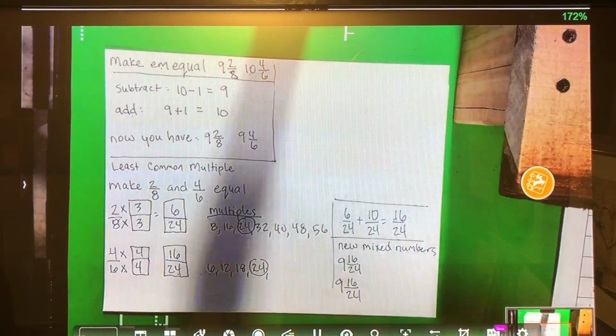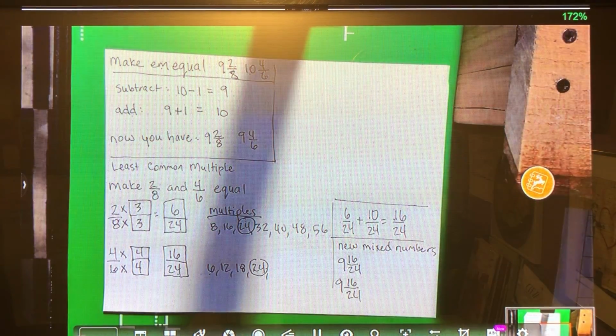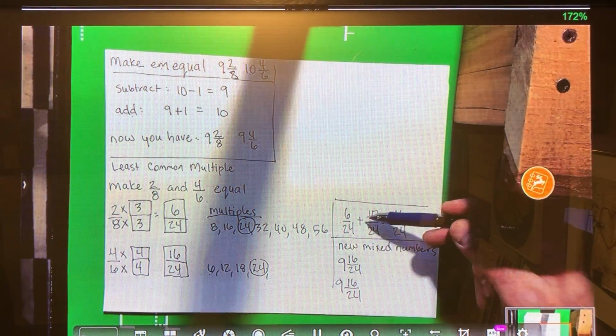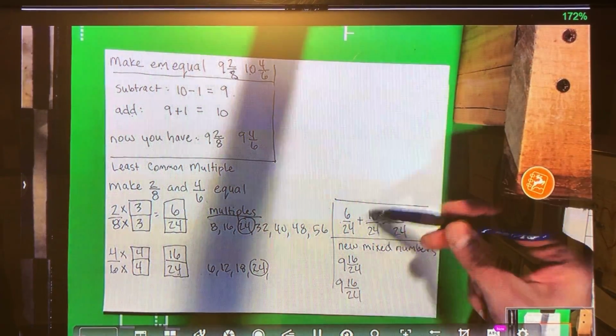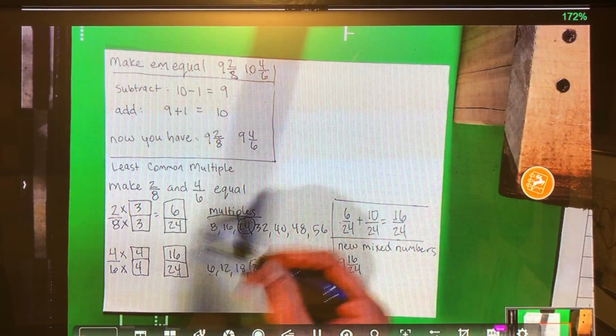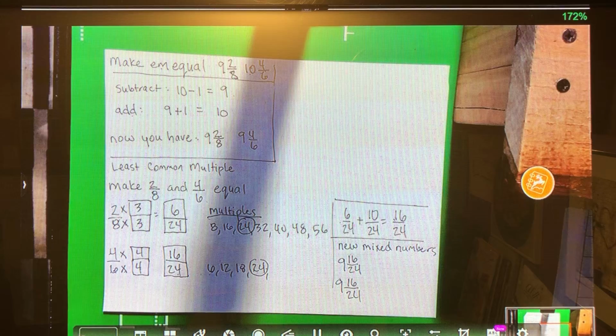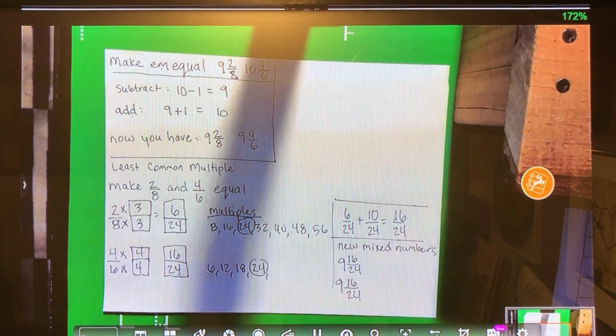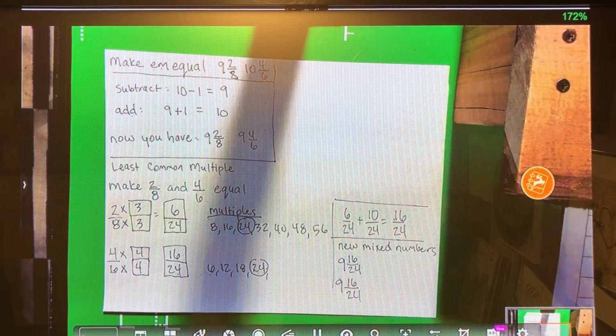Now, I hope you've noticed that there is more than one way with the addition and subtraction that goes along with making your fractions the same. We could have taken away 10 from 16, but in this case, we added 10 to 6. And so there is more than one way to make your fractions equivalent.